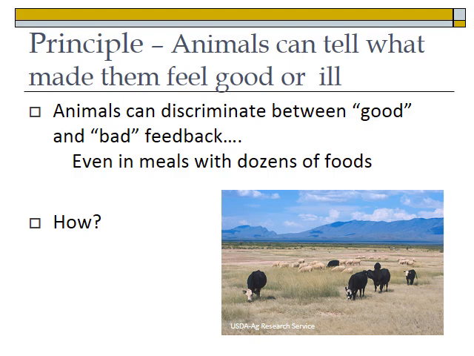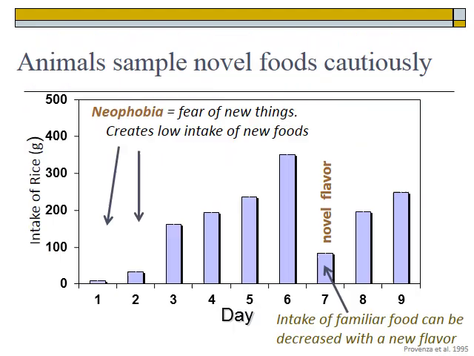Any ideas? Well, the first and most important factor is neophobia, or novel flavors. Animals have a healthy dislike for new things. They like to get some experience with a food or with an activity, and they might grow to like it over time. But initially, they don't. So neophobia is this fear of new things, and how we see it in diet selection is that it creates low intake of new foods.